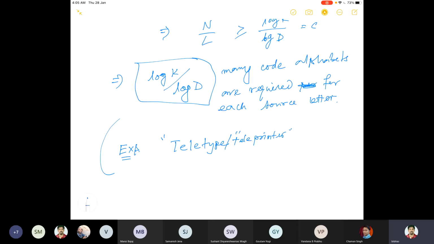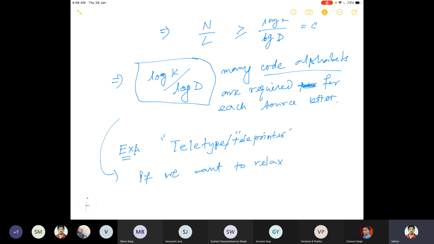So if you want to relax, then what will happen? If we want to relax this condition, then there is a chance of error, right? There is a chance of error means there may be two different sequences of code alphabets. Code alphabets means whatever the elements are in D, using which you are encoding your source letters.